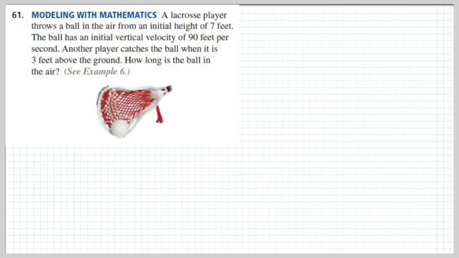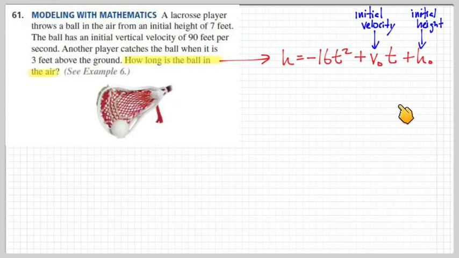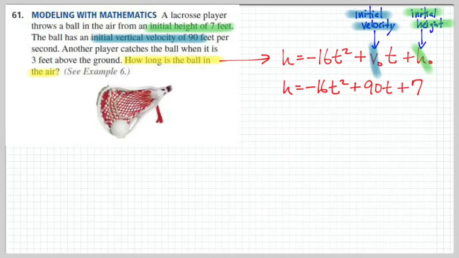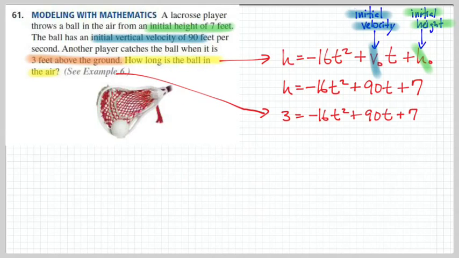Okay, this next question, the key is we're trying to find out how long the ball is in the air. We have this basic equation here. We need to find the initial velocity, the initial height, and plug that in. The initial height is stated as 7. The initial velocity is stated as 90, so we'll just plug those numbers in. Then it says the player catches the ball when it's 3 feet off the ground, and so that's our height. So we're going to solve for t when h is equal to 3.